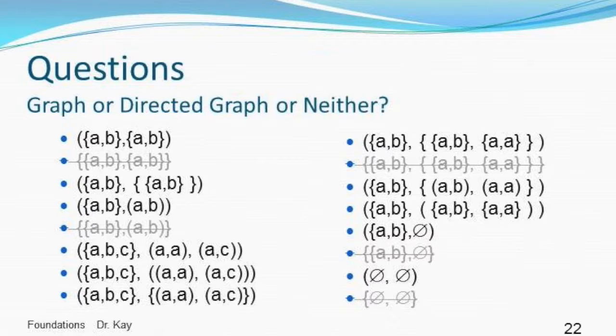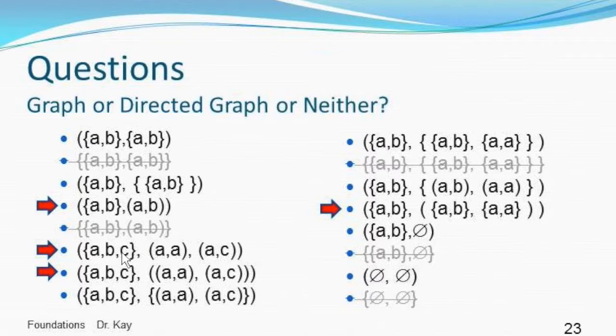Next, remember that a graph is always a pair of two sets. So if you look at this closely, you can see that all of these items that I've highlighted are not pairs of two sets. So this first one is indeed a pair. The first element in the pair is a set, but the second element is a tuple. So that's not a pair of two sets.